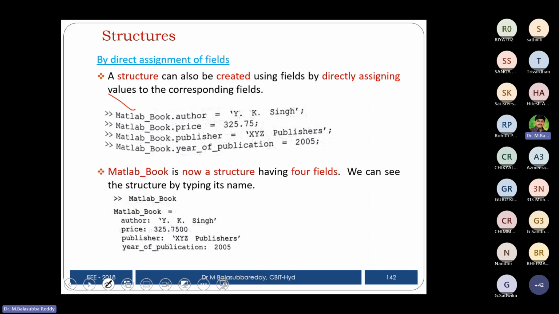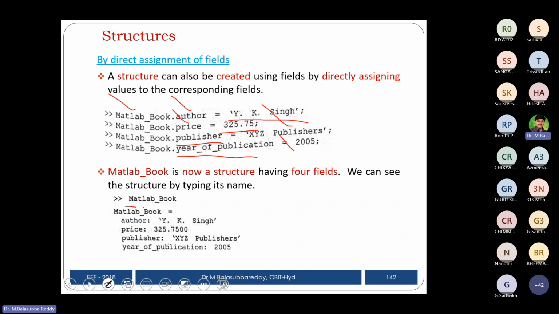What is one by one? MATLAB books dot author, you give the author name, and dot price, you enter the price, and dot publisher, you enter the publisher name, and the year of publication. So these are all the fields I'm going to add in the structure of MATLAB books. Now one book is added. Then the second book: how will you add it? Again MATLAB book only. I am going to add the next book as well.